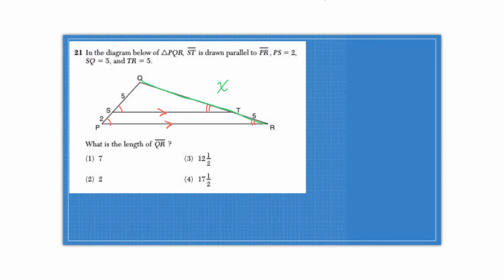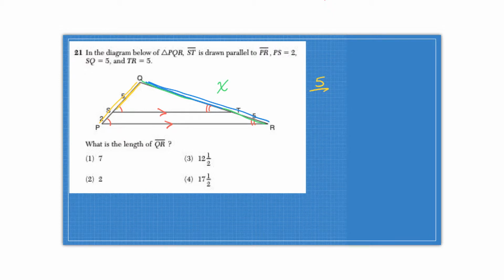And so when I set this up, I'm going to set my proportion up so that it is comparing one side of a triangle to the same side of the larger triangle. And then I'll also be comparing the small side here to the large side of the big triangle. So my proportion will look like this.